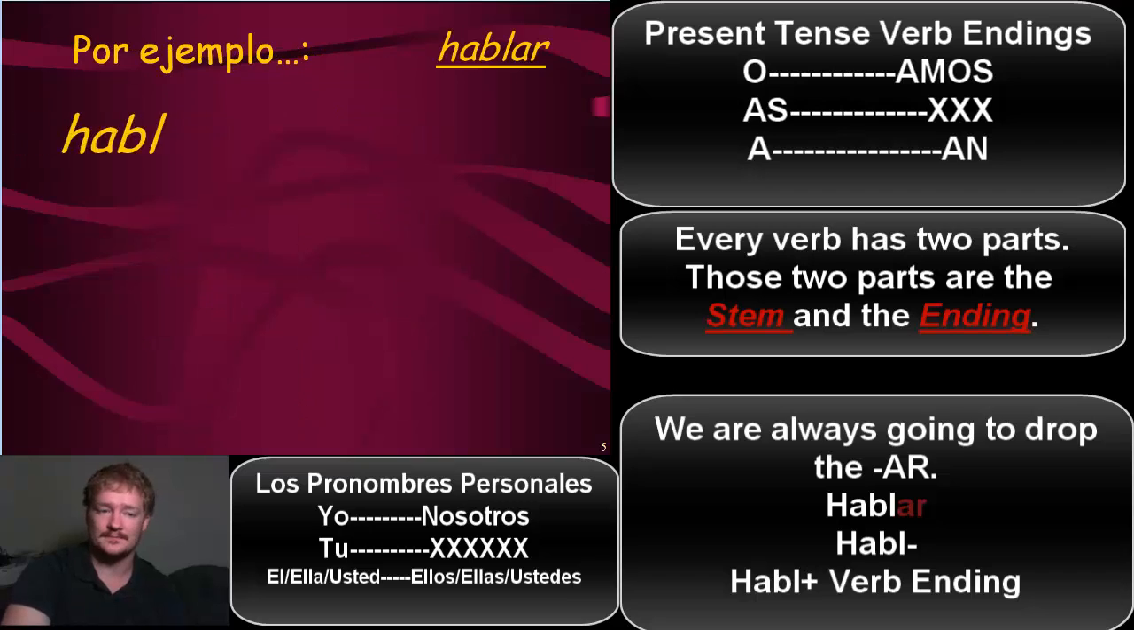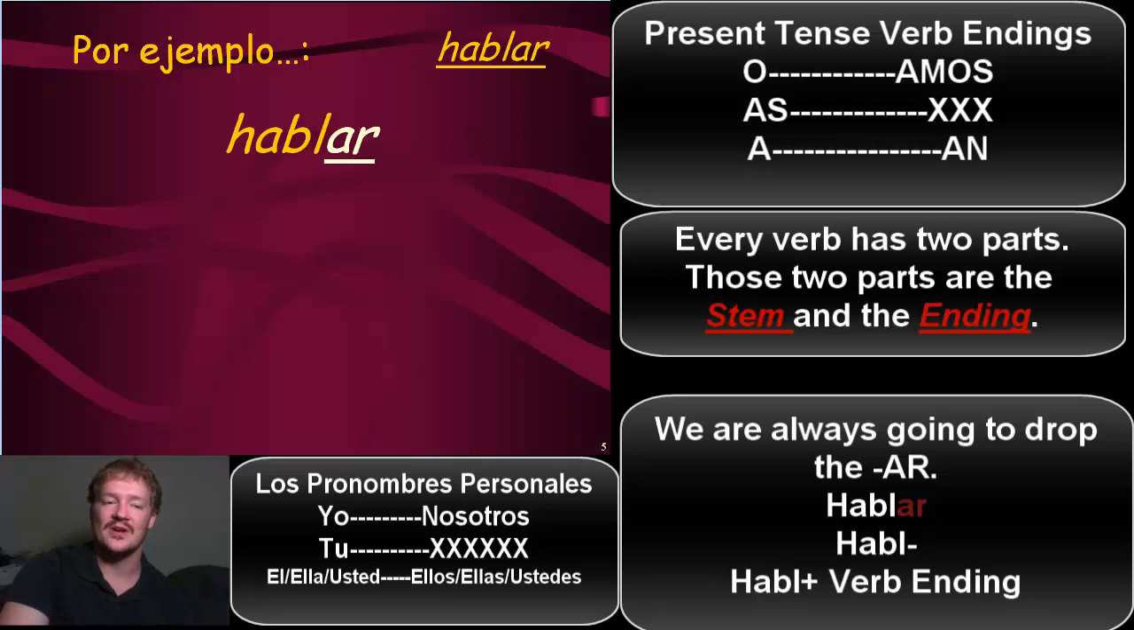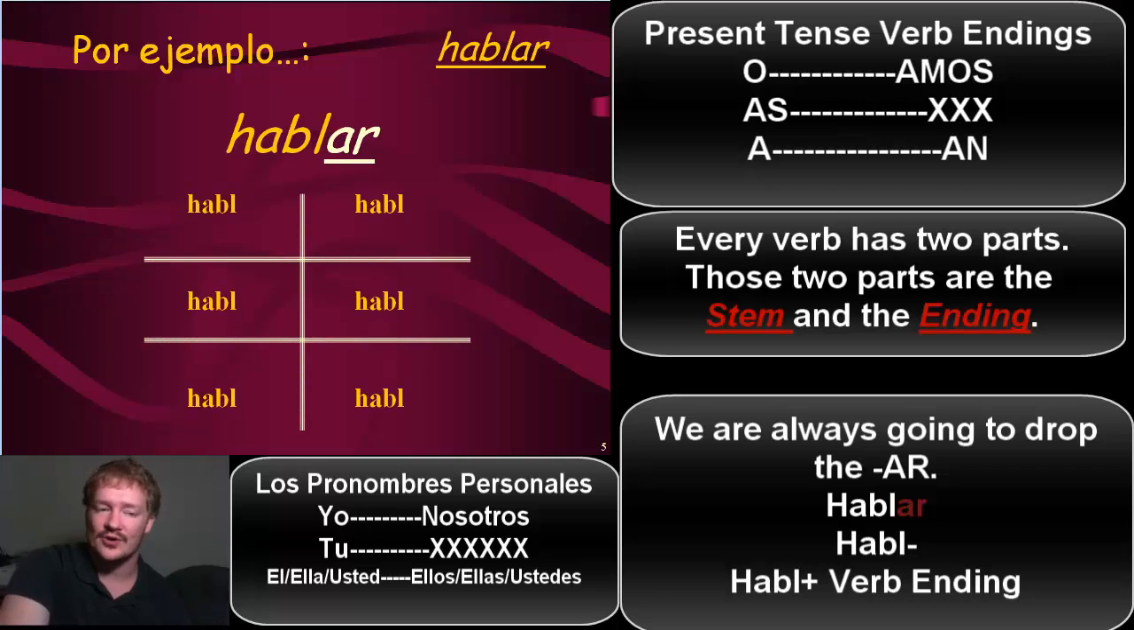For example, we have hablar. The first thing we're going to do is always drop the ending of the verb. So here you see the AR. It is without that on there, without the AR. It's just going to be habl. So you see in our little T-chart right here, habl a whole bunch of times with no ending on there, just the stem. What you're going to do is add your proper ending.